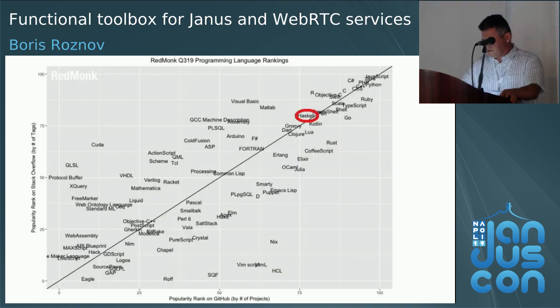We see that in rankings of programming languages, Haskell nowadays is pretty high. It's still far behind mainstream languages like Java or C#, but it's getting there.